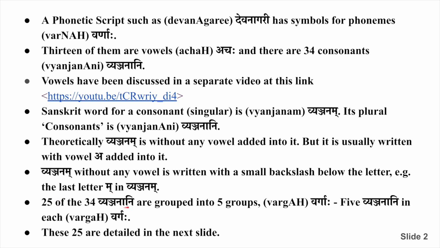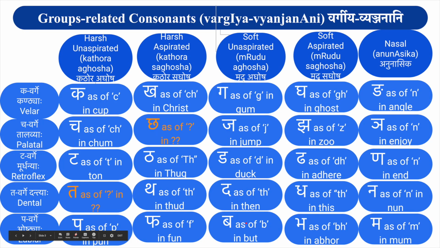25 of the 34 Vyanjanani are grouped into 5 groups, Vargaha. 5 Vyanjanani in each Vargaha. We will study these 25 in the next slide. Groups related consonants. Vargiya Vyanjanani. As you can see, there are 5 Vargas here. 1, 2, 3, 4, 5.